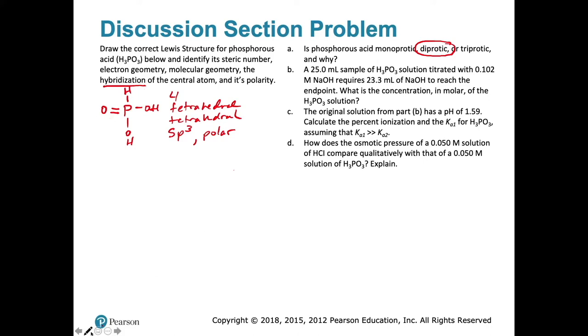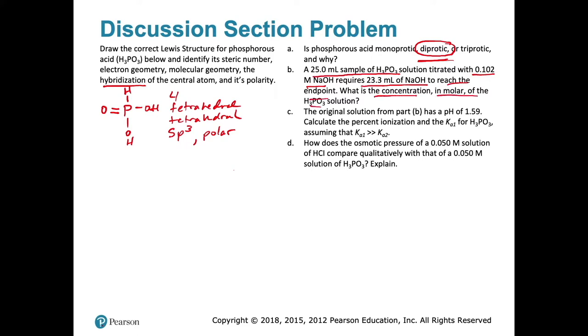You can tell that these acid-base equilibrium problems take a lot of paper. I mean, like space. Okay, so we already know it's diprotic for the reasons I explained a few minutes ago, right? And then the next question is, if you have a 25 ml sample of phosphorus acid and you titrated it with 0.102 molar sodium hydroxide, and it requires 23.3 mL of it to reach the end point, what is the concentration in molar of the phosphorus acid, right?